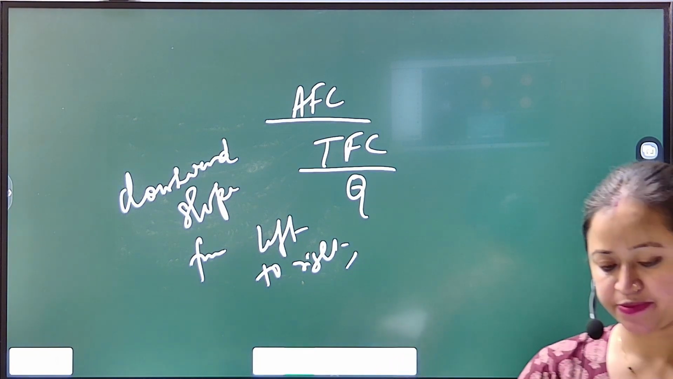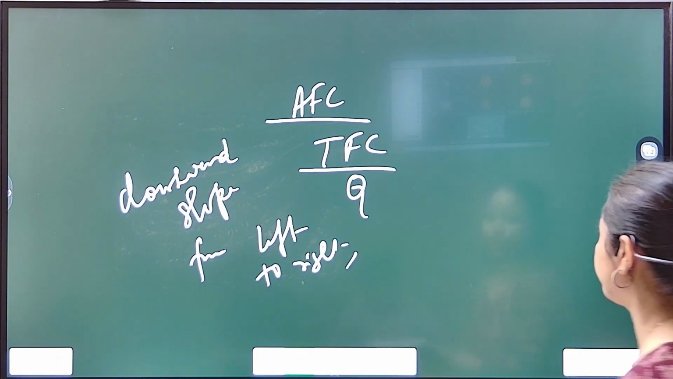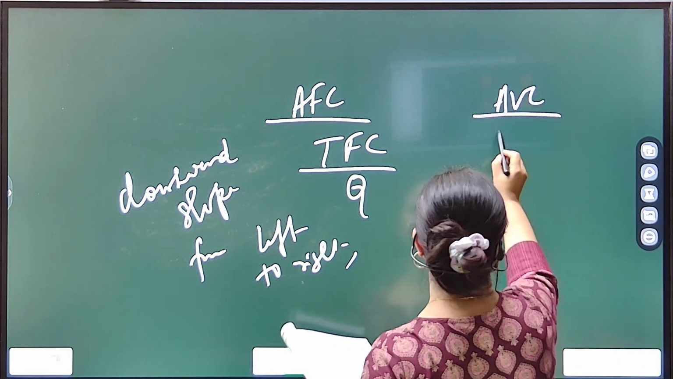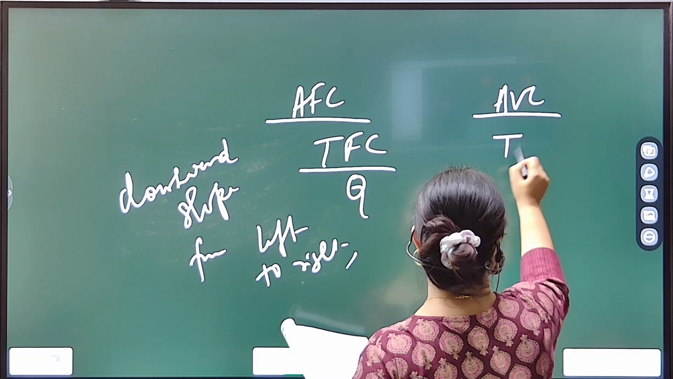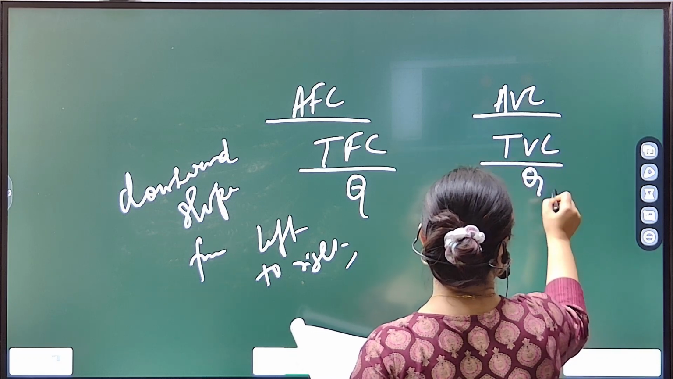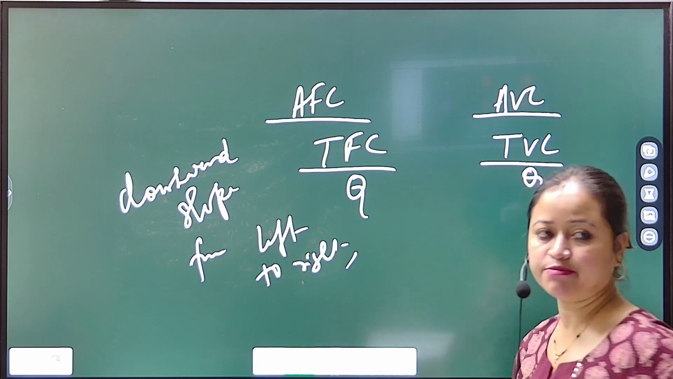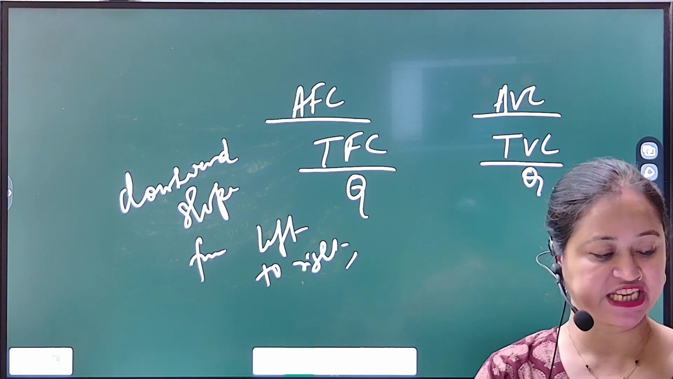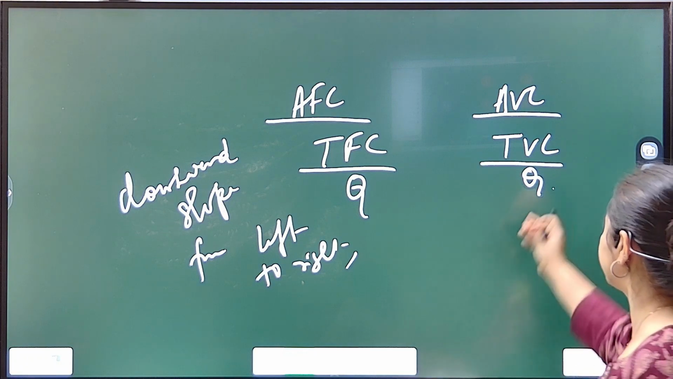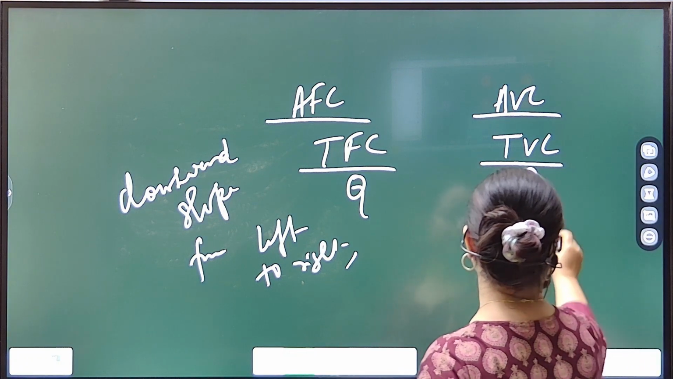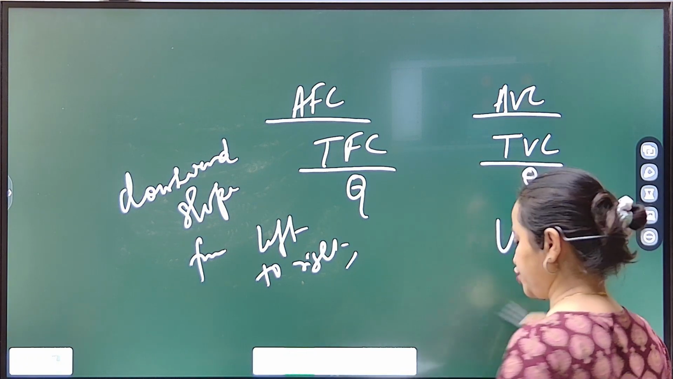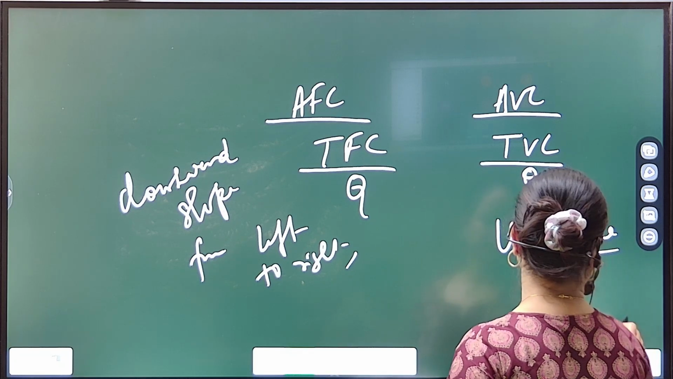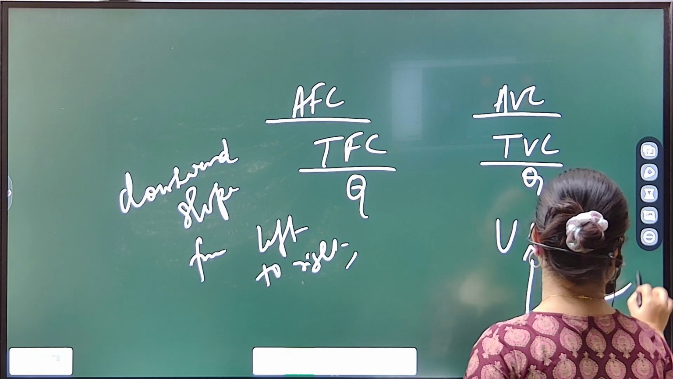Fine. Now next one is average variable cost. Here the formula is total variable cost divided by Q. So again here the AVC curve is U shape. The AVC curve is U shape.